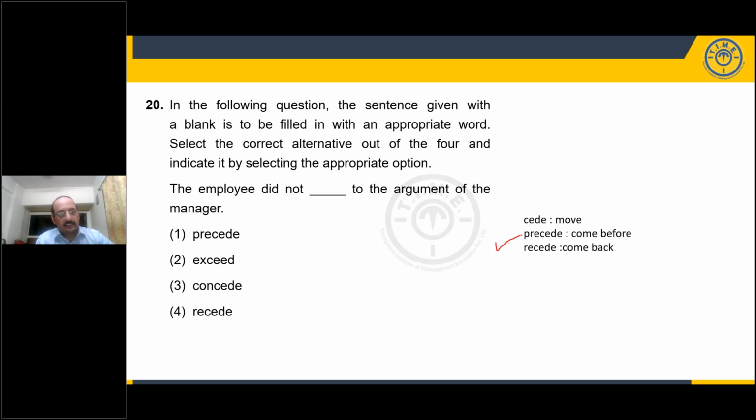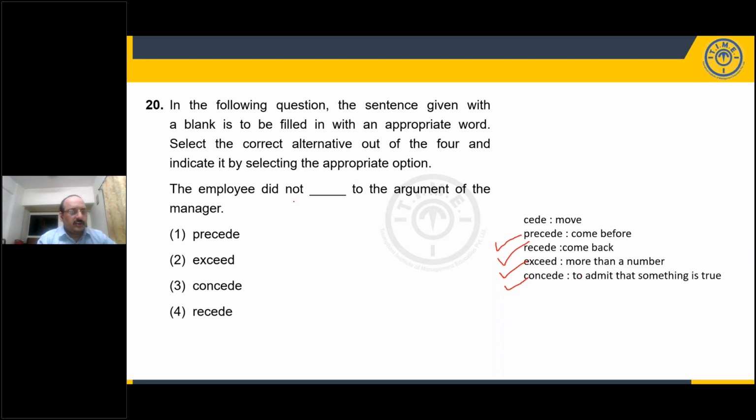To exceed, as we know, is to increase or go beyond. For example, I've exceeded the time duration given to me. To recede is to come back. And to concede is to admit that something is true. All right. So to precede is to come before. To recede is to come back. To exceed is to increase more than the number or the quantity. And to concede is to admit that something is true.